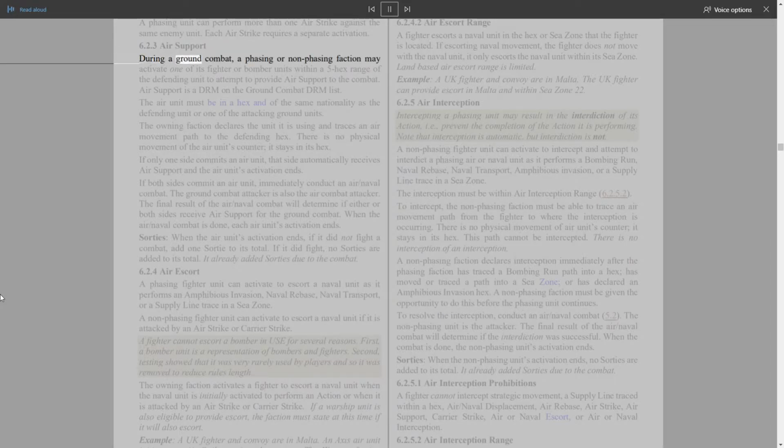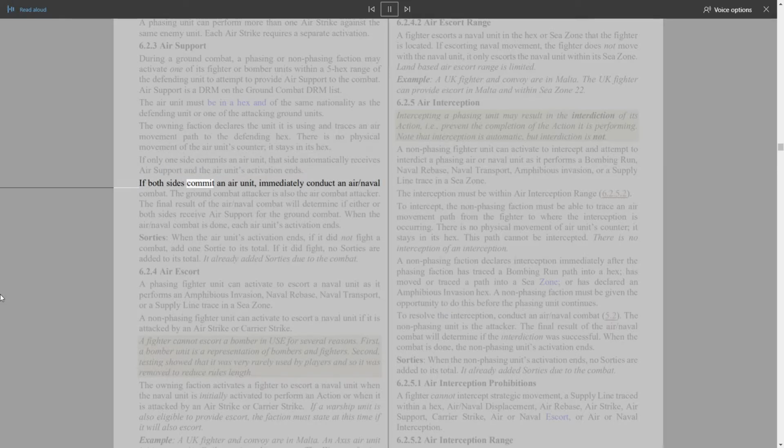6.2.3 Air Support. During a ground combat, a phasing or non-phasing faction may activate one of its fighter or bomber units within a 5 hex range of the defending unit to attempt to provide air support to the combat. Air support is a DM on the ground combat DM list. The air unit must be in a hex and of the same nationality as the defending unit or one of the attacking ground units. The owning faction declares the unit it is using and traces an air movement path to the defending hex. There is no physical movement of the air unit's counter, it stays in its hex. If only one side commits an air unit, that side automatically receives air support, and the air unit's activation ends.